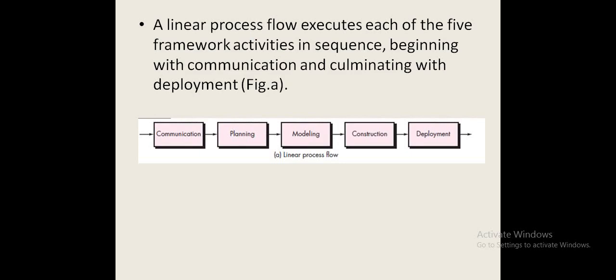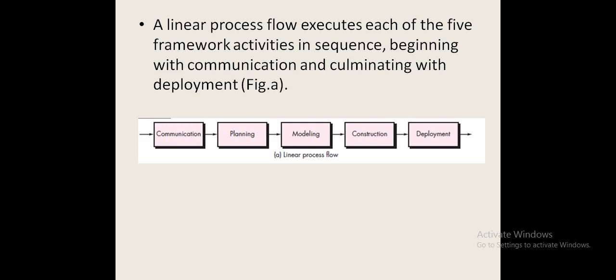Now we can say different types of process flows are there. One is linear process flow. How does linear process flow take place? We can see different activities mentioned here. We have already discussed the activities that are present in a process. Here, first one is communication, planning, modeling, construction, and deployment. These are the different activities which are carried out in a process model. And the flow is represented by using arrows. So the initial phase is communication, then comes planning, then modeling, then construction, and finally deployment.